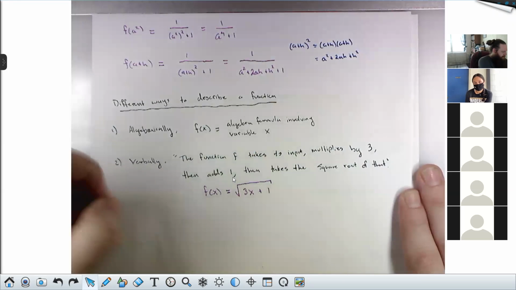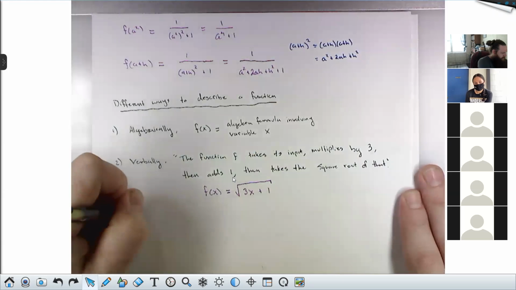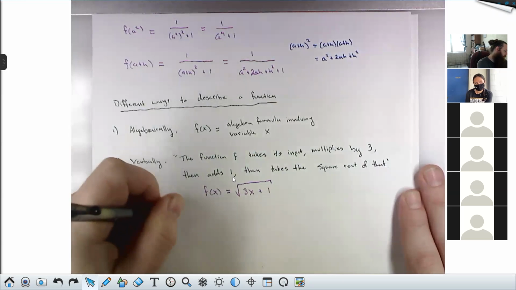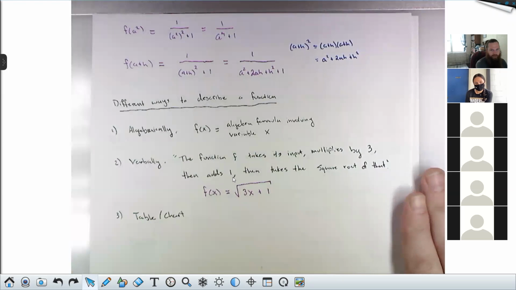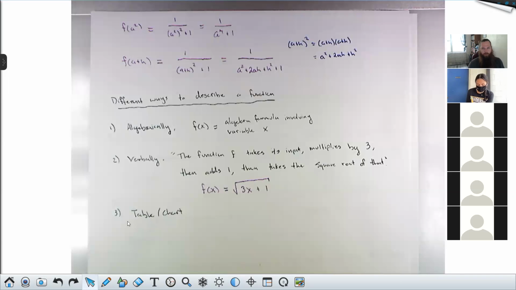The two other ways to describe functions are definitely less exciting for us, but I could always give you a chart or table. Just explicitly listing inputs and outputs, right? So I have a column for inputs and a column for outputs. That only really works if your domain is finite. And like we've seen, we're working with the real numbers. Very rarely are our domains finite. Usually they have infinitely many numbers in them. So this is kind of a boring way to describe a function.